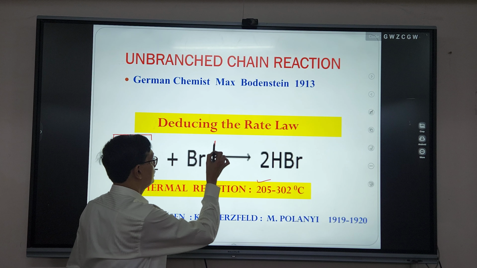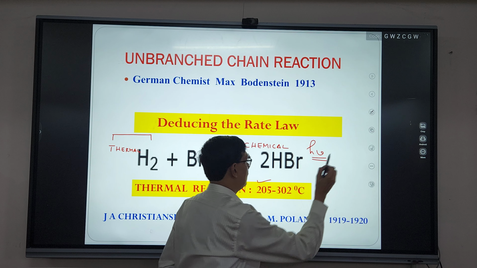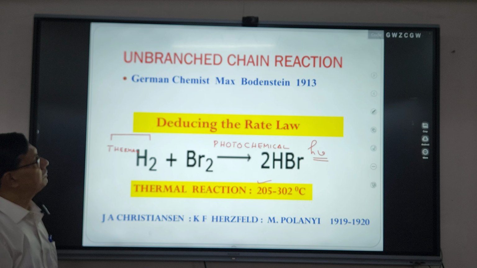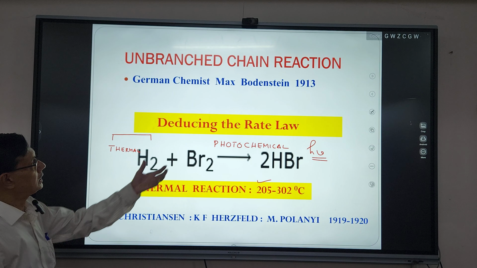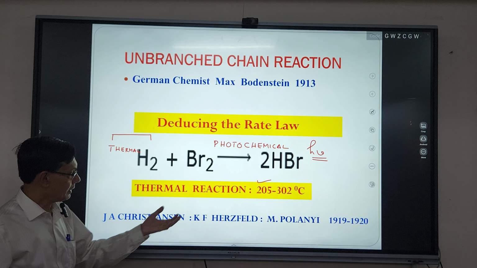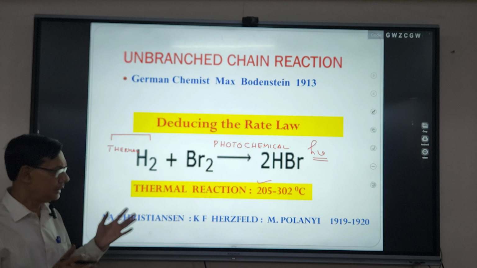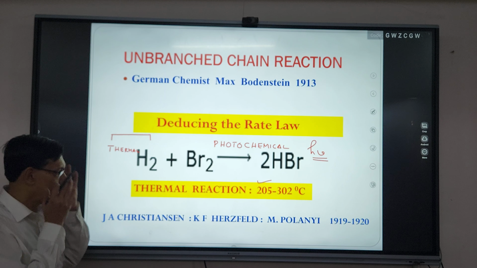And another is the photochemical chain reaction. In the photochemical chain reaction, the photons are responsible. Although it was discovered by Max Bodenstein, there were some problems, and other scientists like Michael Polanyi, Christensen and Hirschfeld also studied a large number of chain reactions, and then ultimately we were able to figure out the mechanism of this chain reaction.